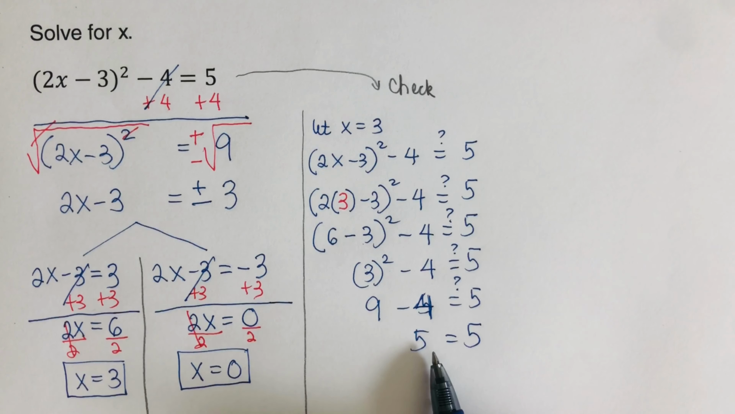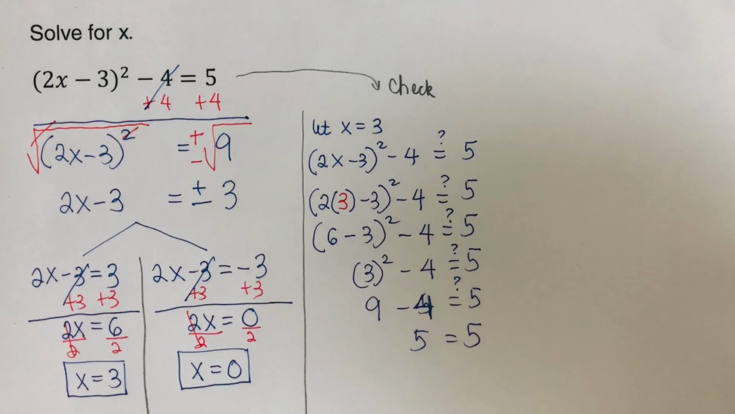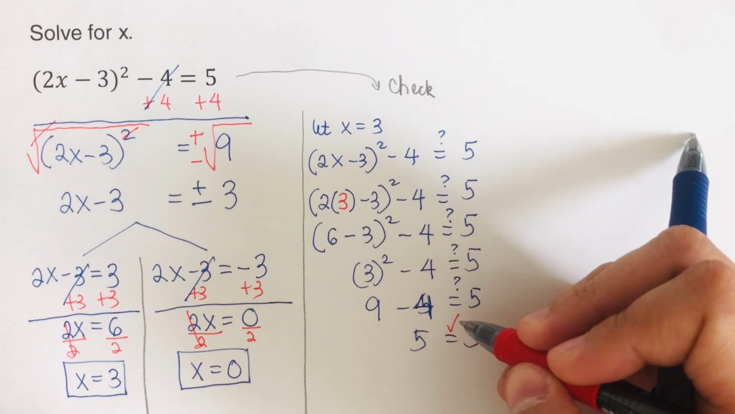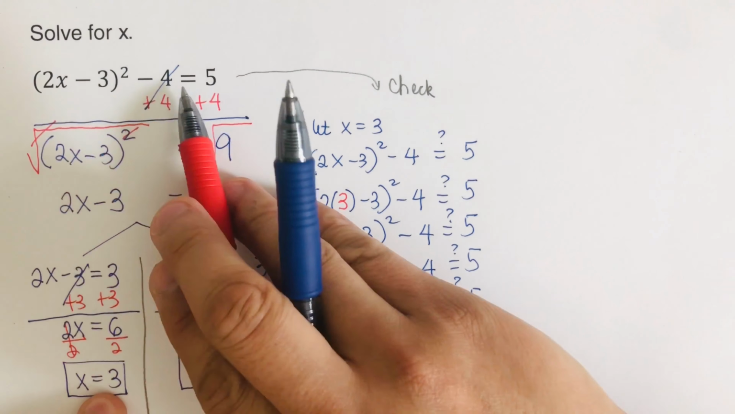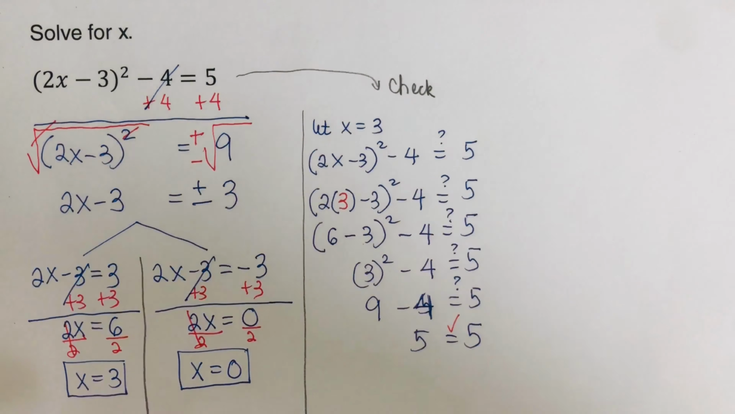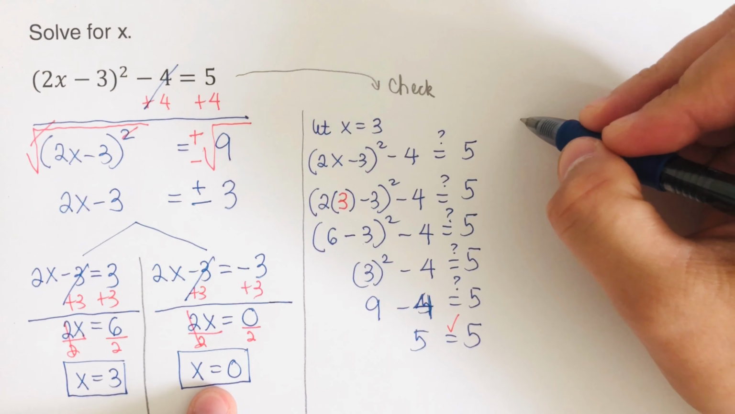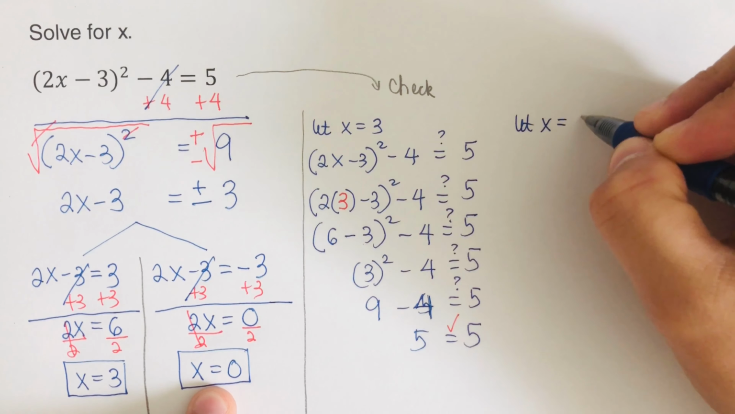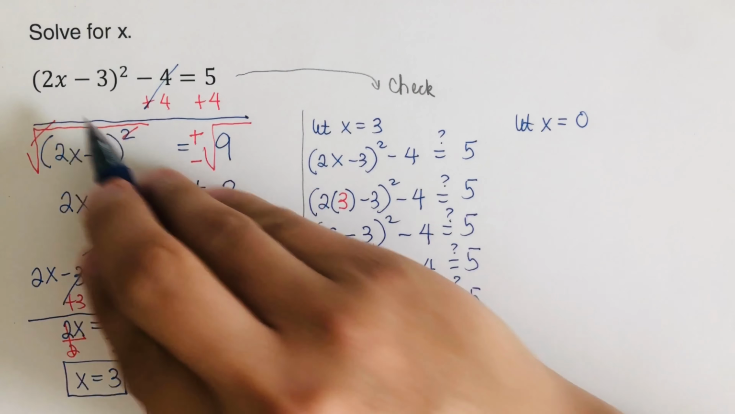So as you can see here, 5 is equal to 5, which means that x is equal to 3 is a solution to this equation right here. Now let's move on to x equals to 0. So we let x equals 0 and then we rewrite the equation right there.